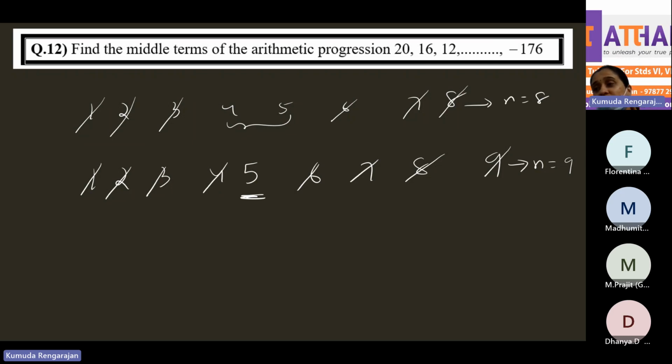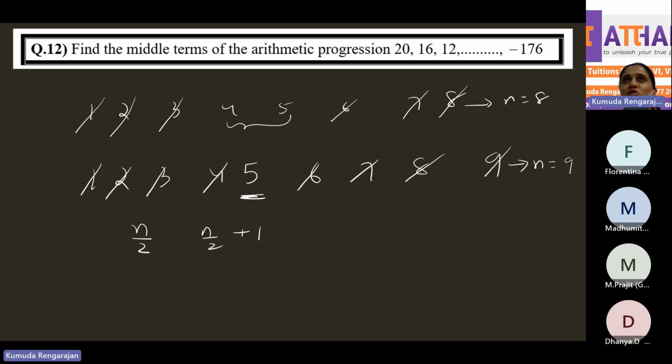So how do you make out the middlemost term or the middlemost terms? When it's even, n by 2 and n by 2 plus 1 are the two middle terms. Here n is 8, so 8 by 2, 4, and 4 plus 1, 5. So the fourth term and the fifth term, if n is 8: 8 by 2, the fourth term, and 8 by 2 plus 1, not 8 plus 1 by 2, that will become 9 by 2. So 8 by 2 plus 1, the fifth term. These will be the two middle terms.